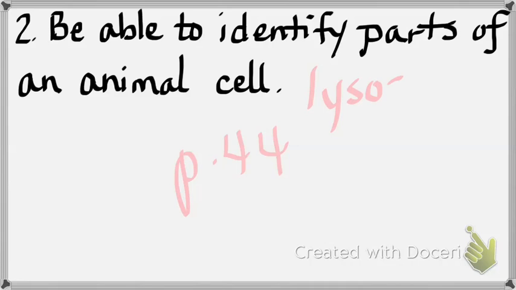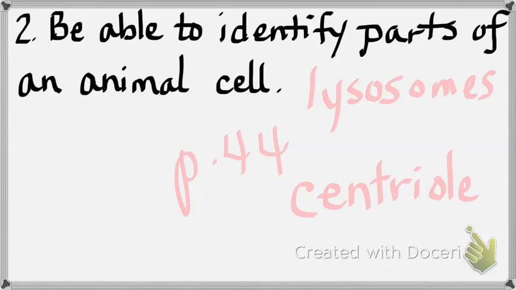Lysosomes, that's a good one. What else? Starts with a C. Called centrioles. Centrioles. We don't even know what centrioles do, but we do know that plant cells don't have them. Animals do. They're always a pair like that. Can you tell from the picture there's two of them? And they're perpendicular to each other. They always hang out together like that too.